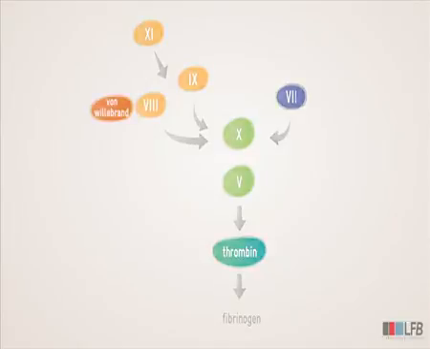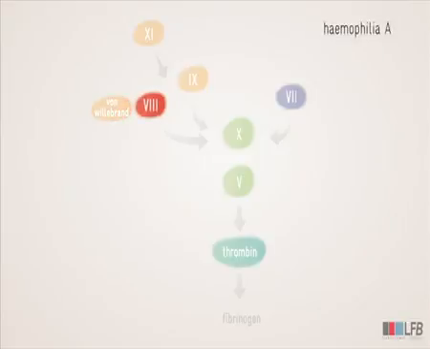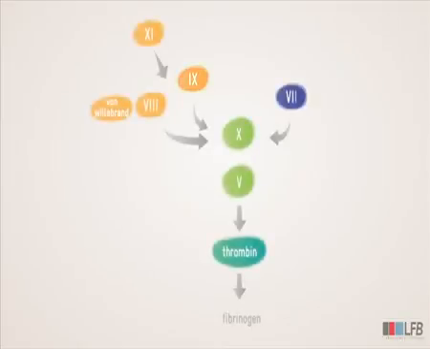A deficiency in von Willebrand factor causes von Willebrand disease. Hemophilia A is caused by a deficiency in factor 8. Hemophilia B is a deficiency in factor 9. Other rare or very rare deficiencies are also known. These include congenital factor 11, fibrinogen, or factor 7 deficiencies.